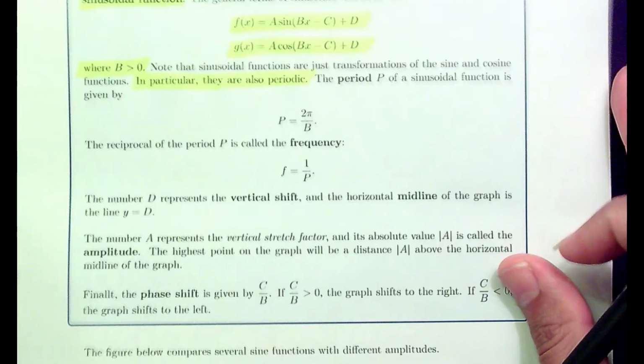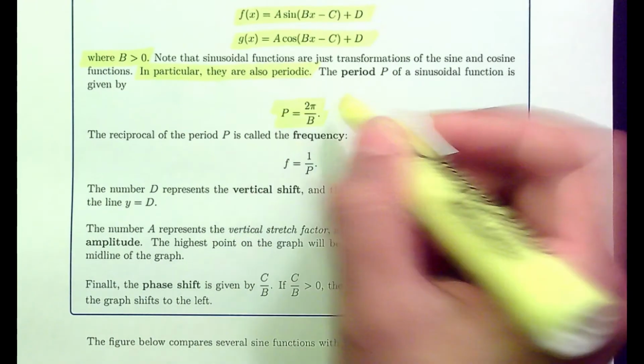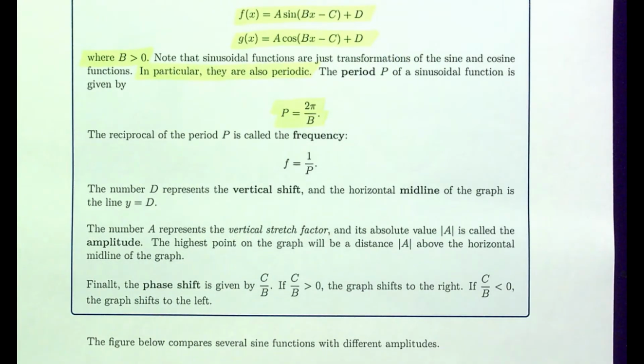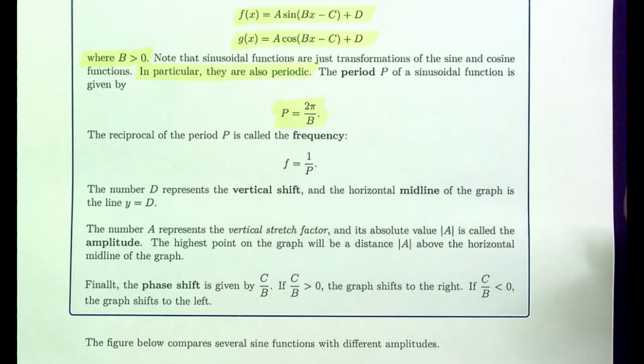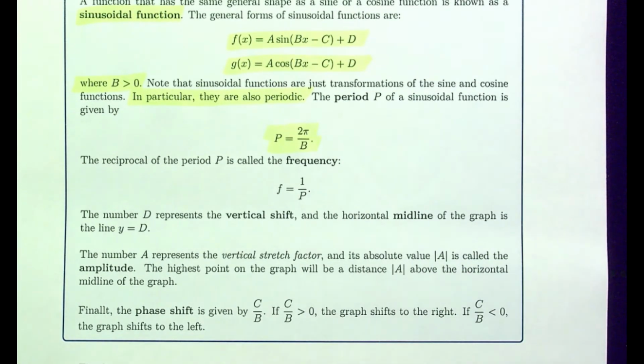So what is the formula for the period? The formula is this, and you're supposed to memorize this, okay? The period of a sinusoidal function is given by 2 pi divided by b, b being the coefficient of x. So memorize that. The period is 2 pi over b.